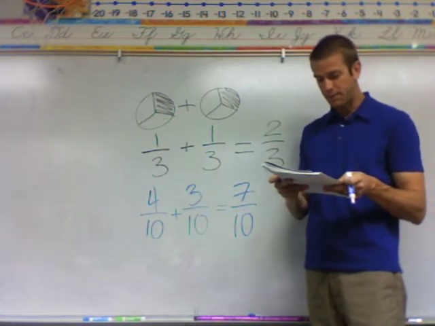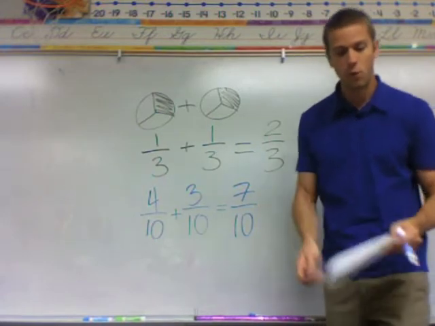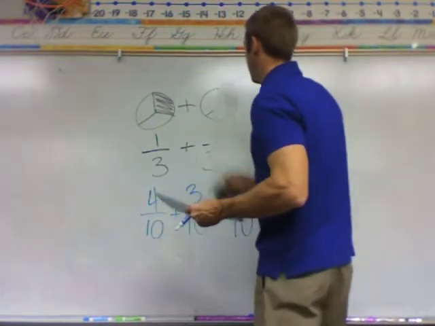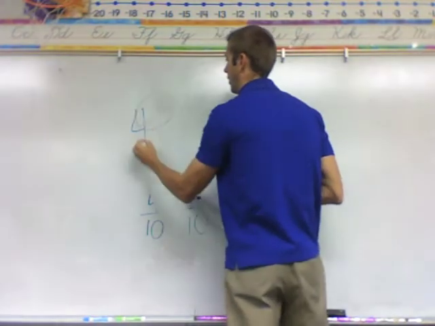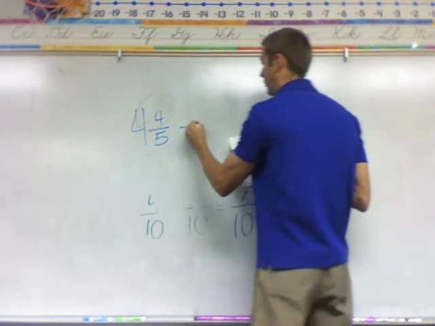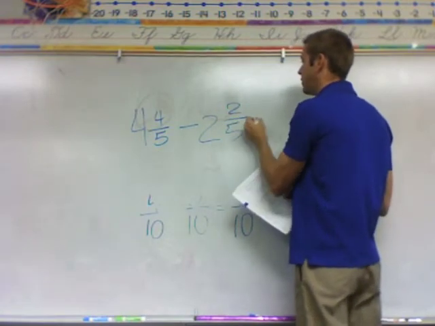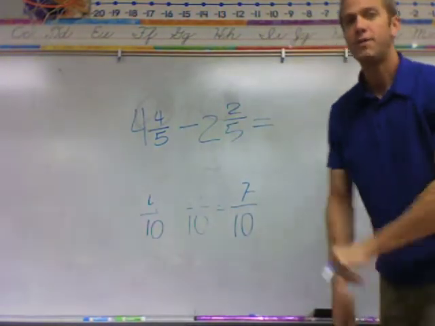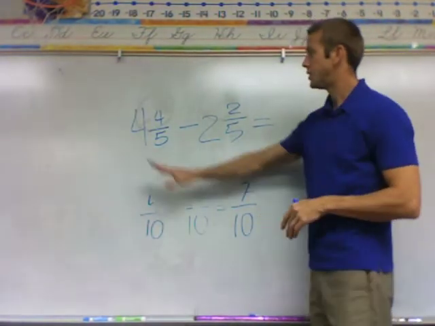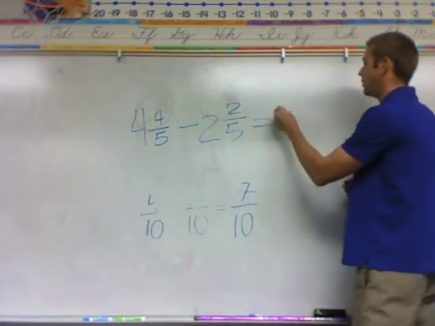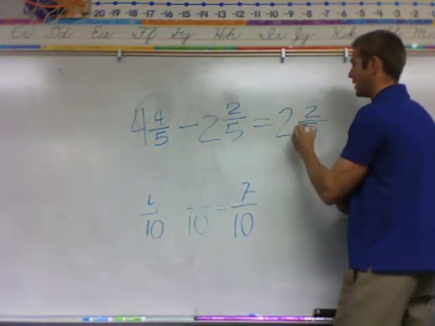Let's try a subtraction problem. Ooh, this one has a mixed number on it. Number 6 is 4 4/5 minus 2 2/5. 4 4/5 minus 2 2/5. At the stage we're doing it now, it's very simple to just do 4 minus 2 is 2. And 4 minus 2 is 2. And the bottom stays the same.